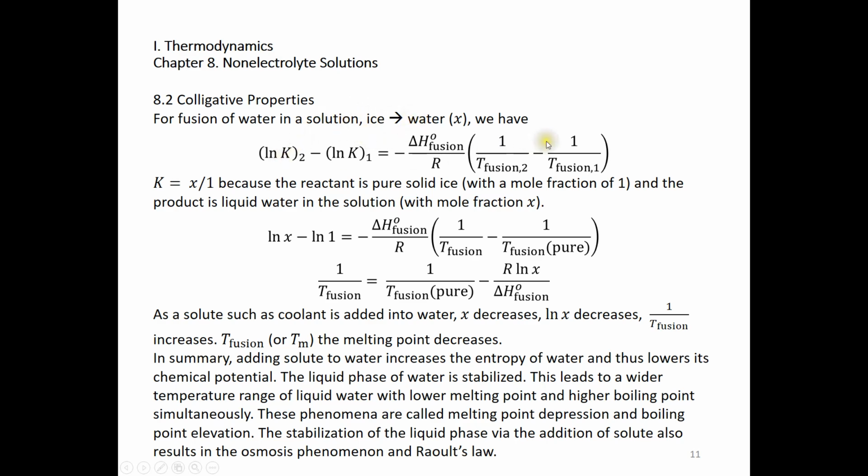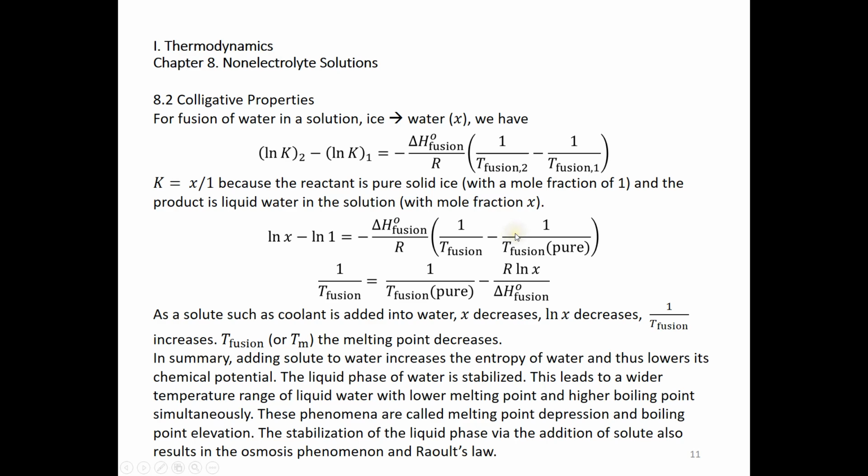Now we write out this equation and we will analyze the expression of the equilibrium constant. That's the product over the reactant. Now we have liquid water on the right hand side with a mole fraction of X. That's the product. So K is X divided by 1. Because we have ice here, it's pure solid ice, therefore we use 1 here as its standard state. Now we replace all the K's with X, because K equals X for the fusion. Then we have this equation.